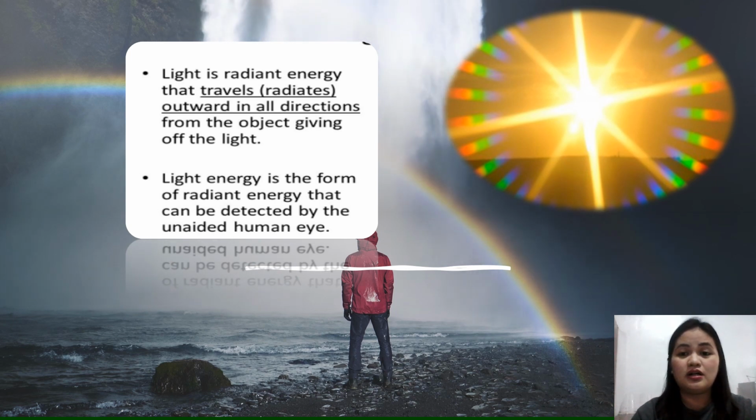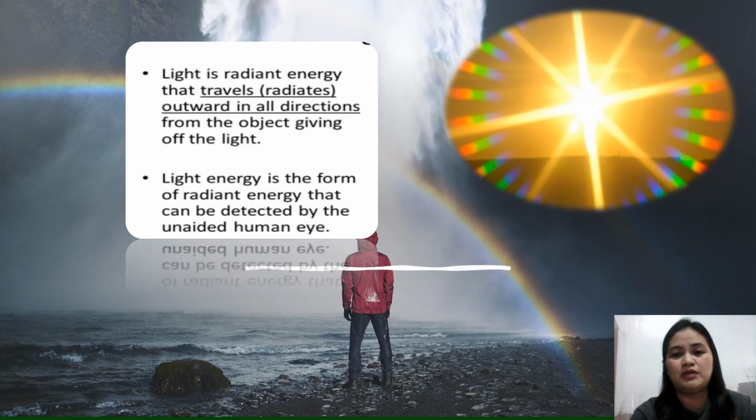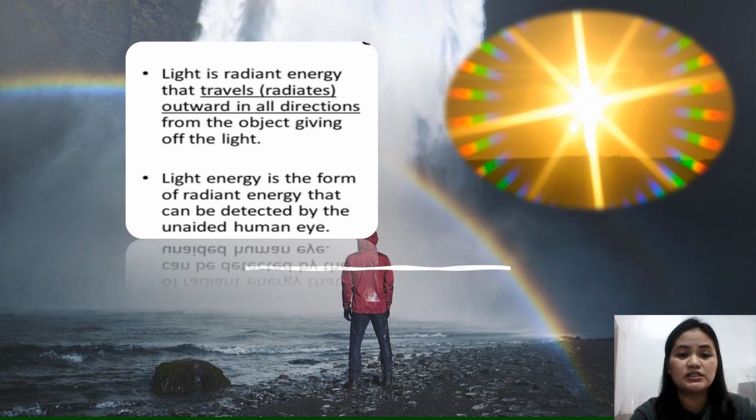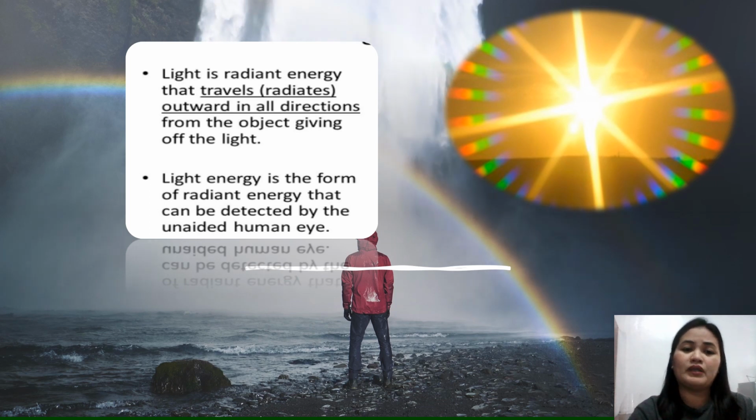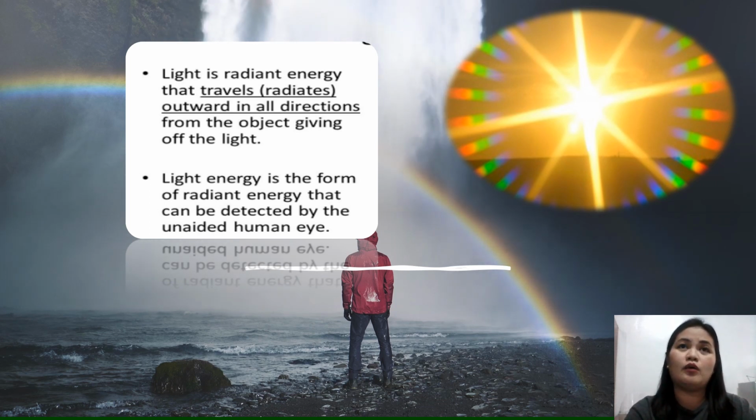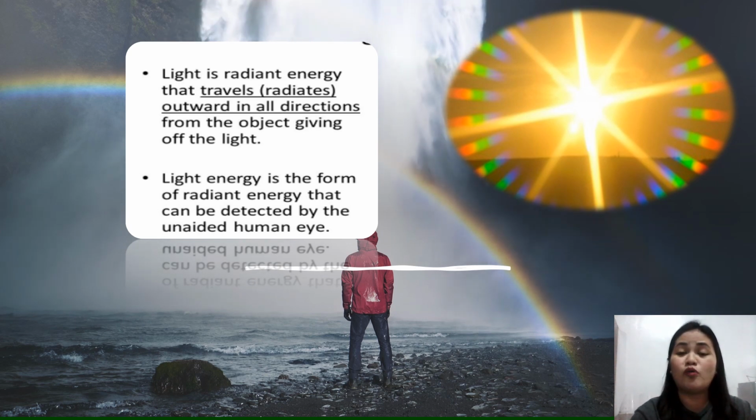Okay, this is your sun as the main source of energy, specifically light and heat, and it radiates in all directions. May it be up, down, right, left, in all directions. Light energy is the form of radiant energy that can be detected by the unaided eye. We observe that our eyes can see white light only. We all know that we have that rainbow colors, but not all the time we see this rainbow. We can only see the so-called white light.